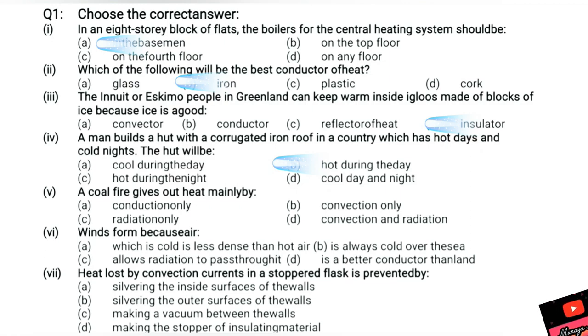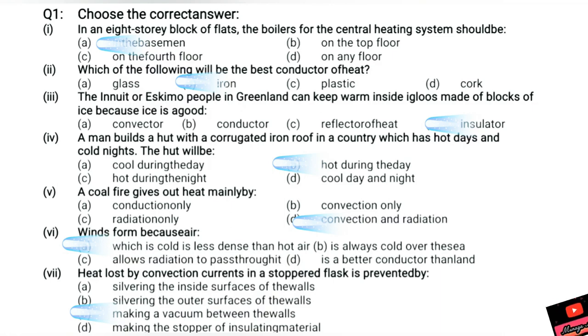A coal fire gives out heat mainly by convection and radiation, because we're not holding the coal, we are staying away from it and we are getting it through air and through radiation. Wind storm, because cold air is denser than hot air. I have shown you this in the convection currents as well. Heat loss by convection current in a stoppered flask is prevented by making a vacuum between the walls.